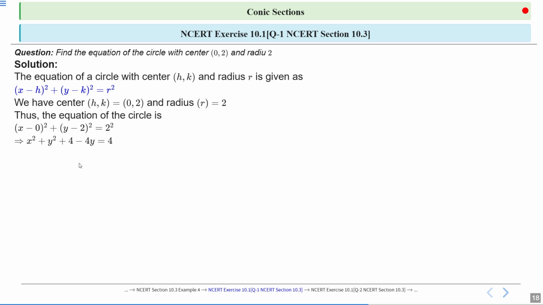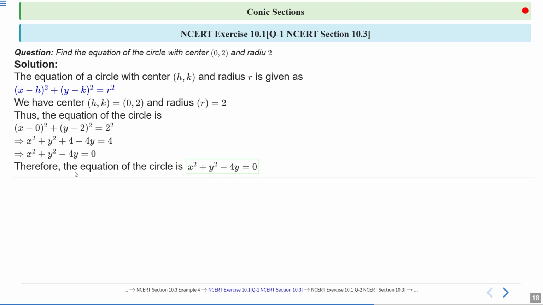Now just rearrange the equation. After rearranging, we obtain x square plus y square minus 4y equal to 0. So therefore the equation of the circle is x square plus y square minus 4y equal to 0. The equation of the circle with center (0, 2) and radius 2 is x square plus y square minus 4y equal to 0. I hope it is clear to all of you. So now let us move to the next question.